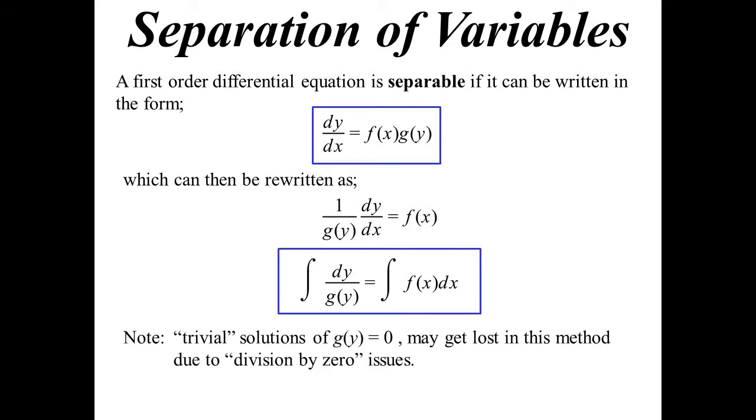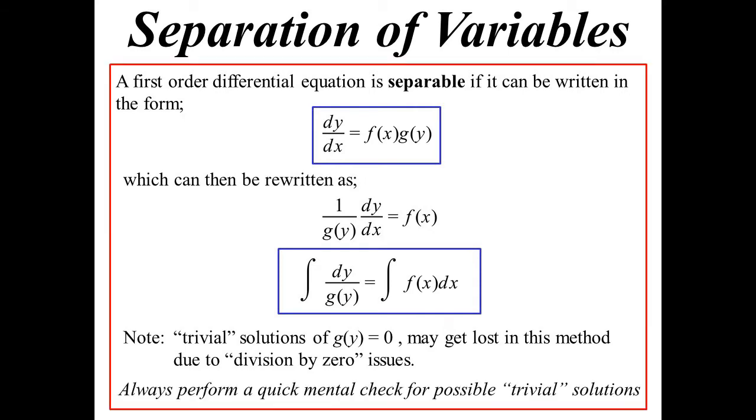Now, watch out for trivial solutions. Because if function y equals 0, and it's possible that it could, then this method wouldn't be accurate because we'd be dividing by 0. So just keep an eye on that and do a quick check to see, is that a possible solution?